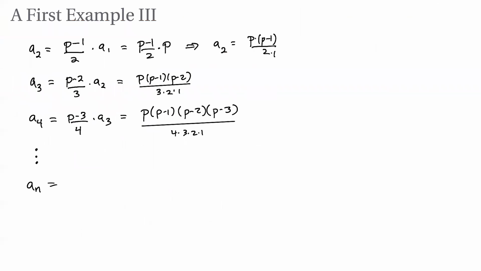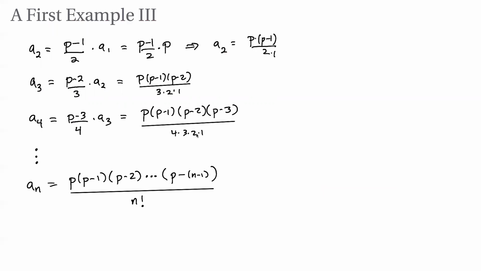You're going to get this product of factors of P here, and it's going to stop at 1 less than the index. So the last number here would be P minus (n minus 1), over, well, the number on the bottom is clearly a factorial. This is the fourth term in the series, and the denominator is 4 times 3 times 2 times 1. That's clearly a factorial, so this will be n factorial on the bottom.